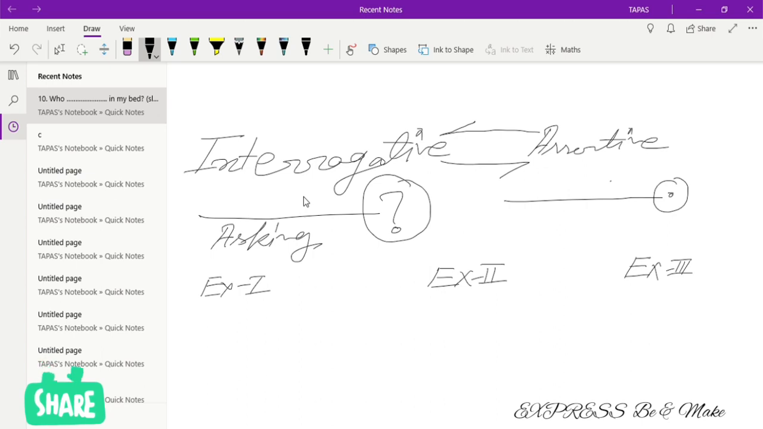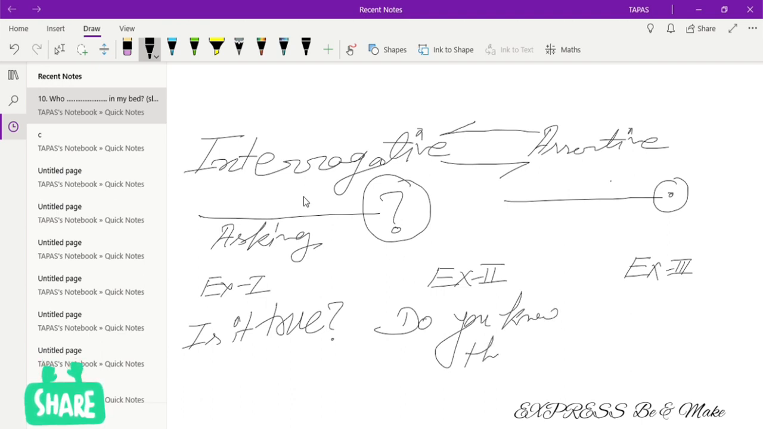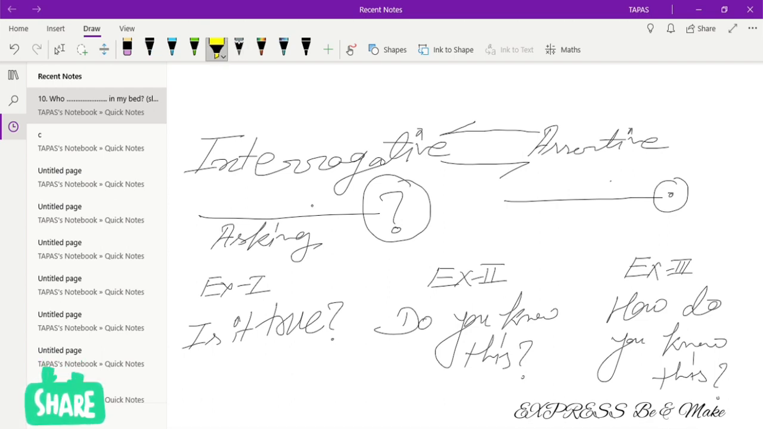Example 1, for an introductory sentence, is: Is it true? Example number 2 is: Do you know this? And example number 3 is: How do you know this? So my friends, let's follow. Here we can see the three examples.